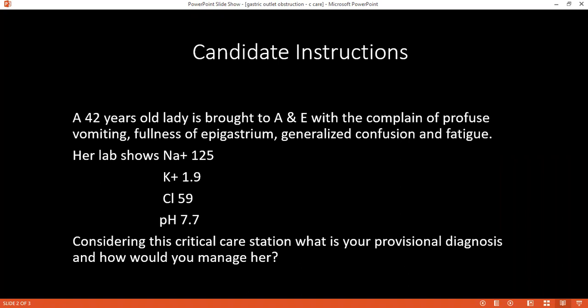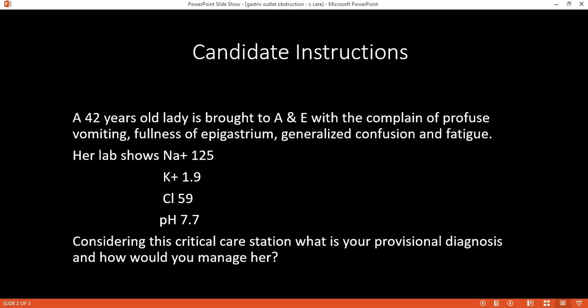Then circulation assessment: two large bore cannulas in the antecubital fossa, take full blood count, urea and electrolytes, blood group and cross match, and coagulation profile, and start the patient on 1 liter of normal saline as a bolus dose. If there is no response, another liter of normal saline can be added. If still no response, an inotrope can be added.